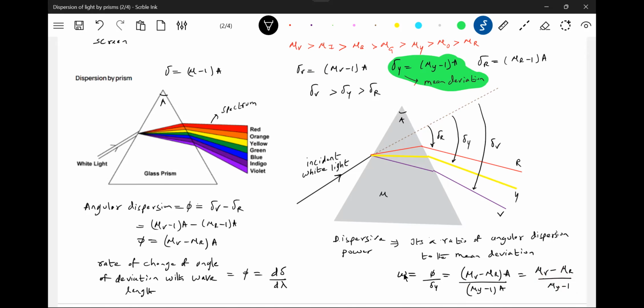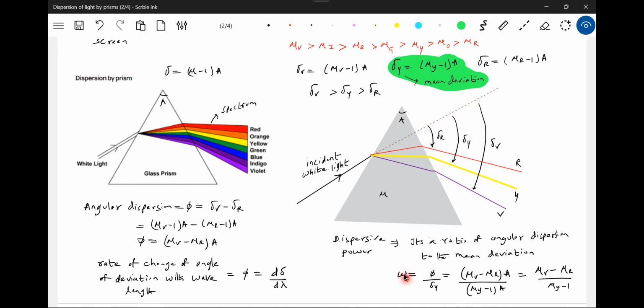So omega will tell us, what is mu v minus mu r? This will give us the quality of the spectrum. The quality of the spectrum depends upon the dispersive power. Greater the dispersive power means the given prism is able to split up the chromatic light more orderly into its constituents. So the quality of the spectrum depends upon the value of omega. Greater the value of omega, better the quality of the spectrum.